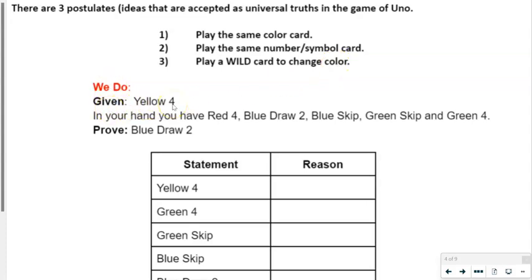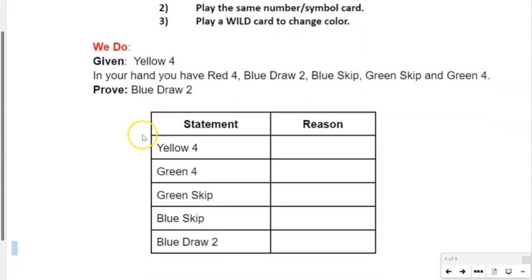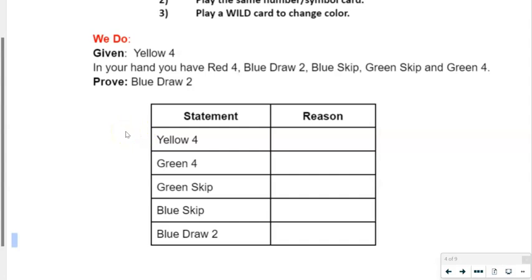First you're given a yellow 4, and then you have these other cards in your hand: a red 4, a blue draw 2, a blue skip, a green skip, and a green 4. We're going to prove that you get a blue draw 2 at the end, okay? So we're going to talk about how we got from our first card, the yellow 4, to the blue draw 2. Obviously the first card was given. Then how do we get a green 4 if we had a yellow 4? Isn't this the same number? It is. That's how we go from the first card to the second card.